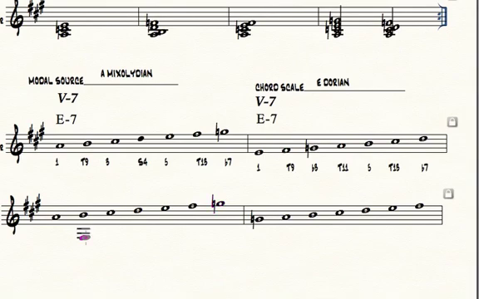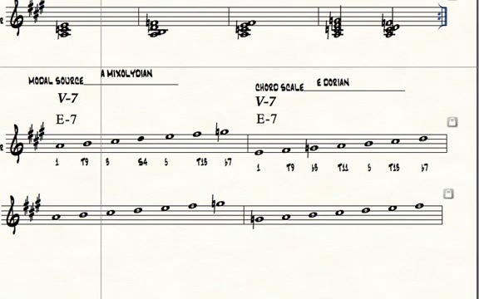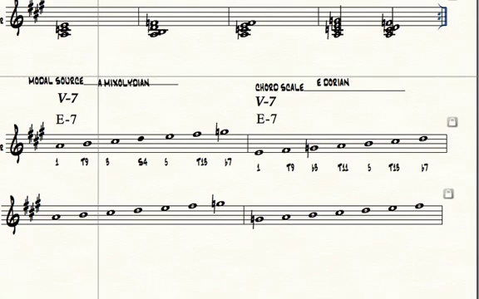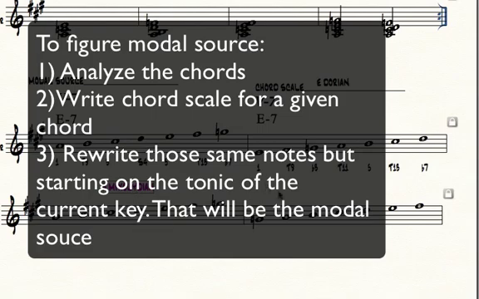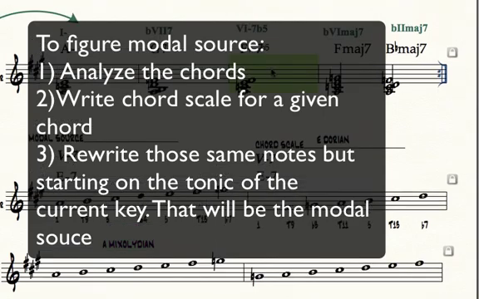Flat 7 major 7. Hopefully you can tell by ear and by analysis that that is an A Mixolydian scale. So for flat 7 major 7, in this case the modal source is A Mixolydian. That's the process. Now practice on your own. Again, analyze, figure out what the chord Roman numeral is, figure out what the chord scale is, write the chord scale, rewrite the chord scale notes starting on the root of the key you're in, figure out that key scale, and then you will know what the modal source is.